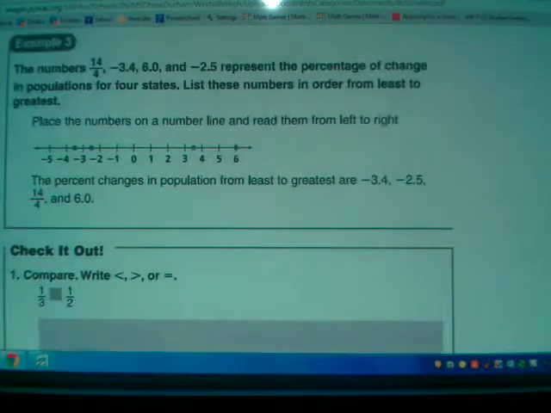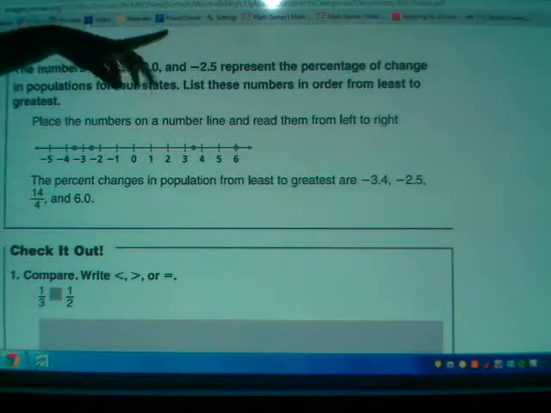Here it says that the numbers 14/4, negative 3.4, 6.0, and negative 2.5 represent the percent of change in populations for 4 states. List these numbers in order from least to greatest. This is again also a good review of what we just talked about just a few seconds ago. Remember, the smallest numbers when we're in negative territory are the ones that are furthest away from 0. Whereas if we were in positive land, it would be the opposite. So we're going to look at the numbers furthest away from 0 in the negative land being the smallest, and then working back towards the positives, which we know how those work.